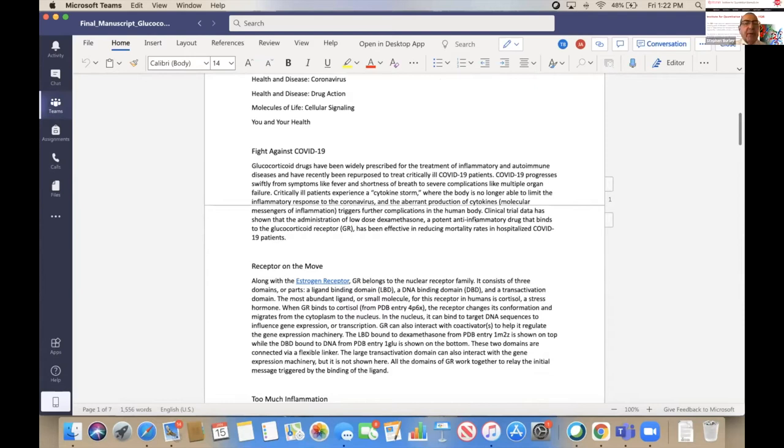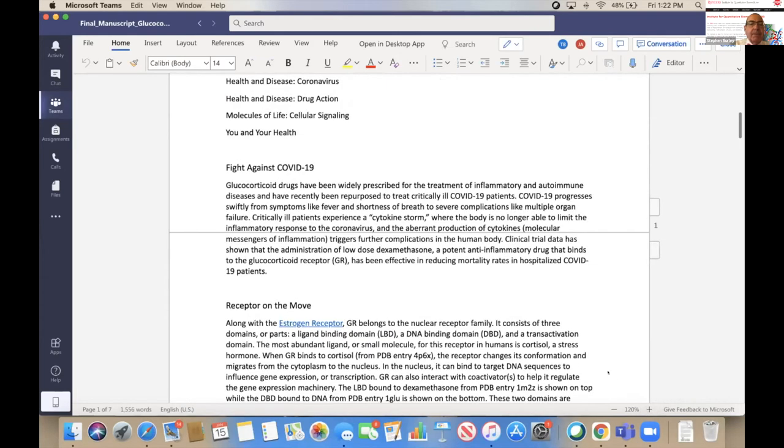Could you make this a little bigger for the slightly elderly members of the audience? If you use your slider at the bottom right of the MS Word window. Yeah. There we go.